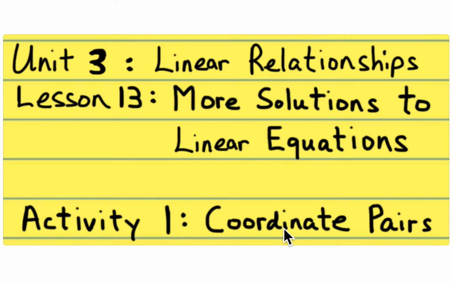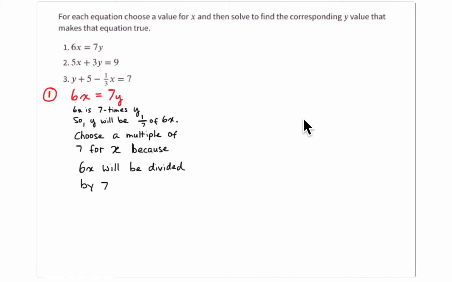This is Activity 1, Coordinate Pairs for Lesson 13, More Solutions to Linear Equations. In this activity, you're given 3 equations, and you're asked to choose a value for x, whatever you want to choose, and find the corresponding value for y. When you do that, you find a value for x and a value for y. If you put those 2 values back into the equation, it will make that equation true.